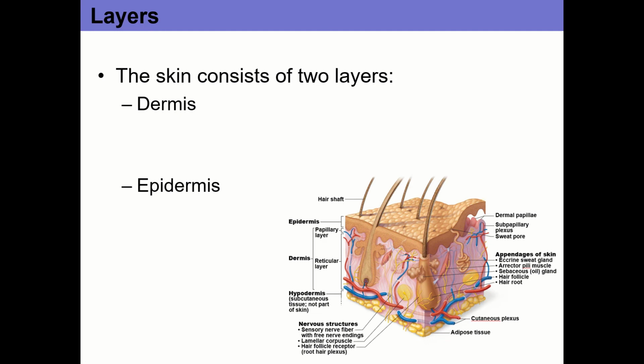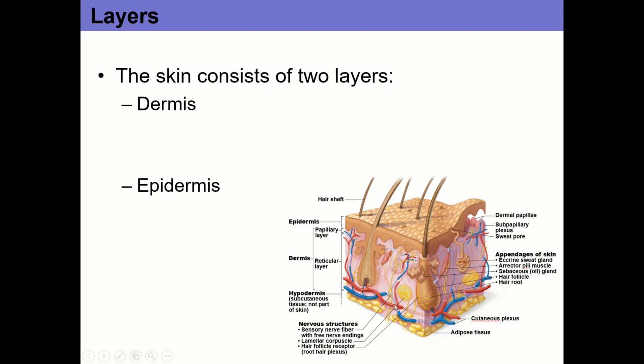So remember, dense, irregular, the dense refers to the concentration of collagen fibers. So if you've got a dense connective tissue, you've got lots and lots of collagen fibers. And then irregular refers to the directions that they run. So irregular connective tissue, or dense irregular, means the collagen fibers run every which direction.